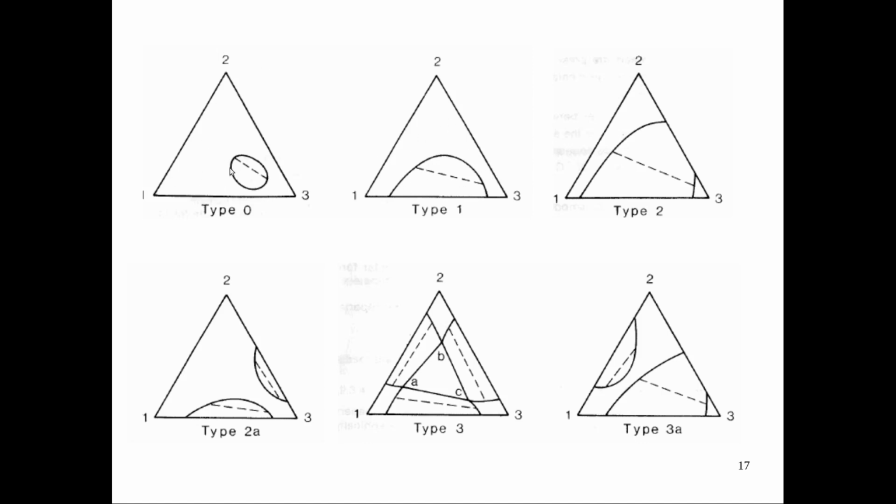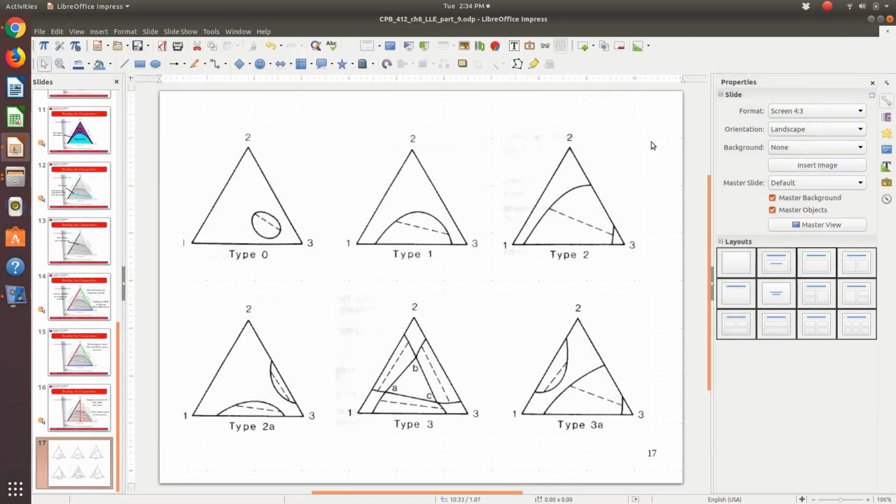Here's a type 0. Type 0 is kind of cool, where all three components are actually completely miscible with each other, but you have some intermediate composition in which you get two-phase equilibrium. Type 2 is kind of cool, so component 1 and 2 are completely miscible, but 2 and 3 and 1 and 3 are both partially miscible. So my solute would only be partially miscible with one of the solvents, and you get other crazy types of behavior. Okay, but that's it for the notes.